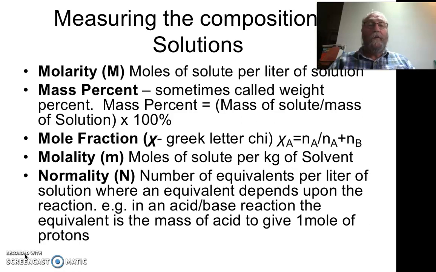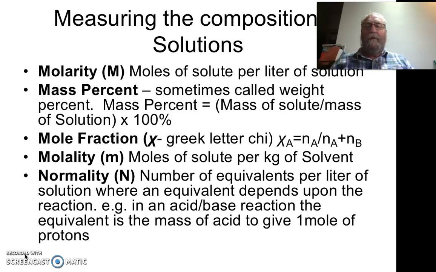This is the idea that when you're dealing with non-aqueous solutions, you have to consider the mass of the solvent, not the volume of the solvent. In the case of water, molality and molarity are the same because 1 liter of water weighs 1 kilogram.